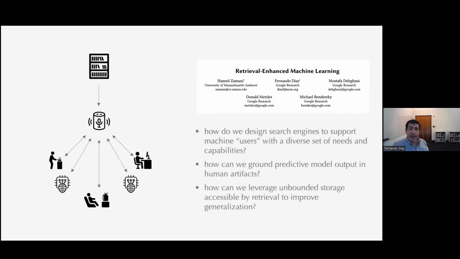And so the questions you might ask here are, how do we design search engines to support machine users with a diverse set of needs and capabilities? Or how can we ground predictive model output in human artifacts? In other words, in order to improve the transparency or the reliability of information that's being generated. And then finally, more from an effectiveness point of view, how can we leverage the unbounded storage that's available in an information access system in order to improve generalization?